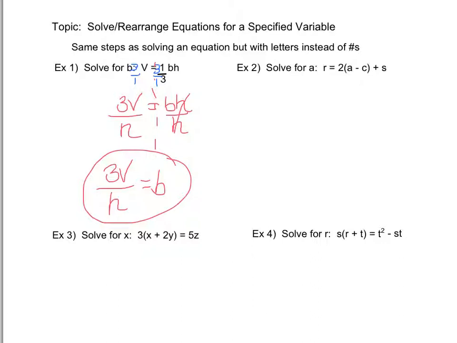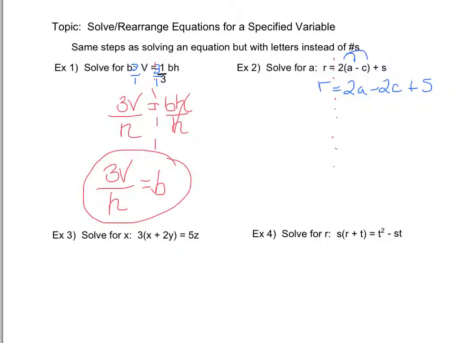I've successfully solved that equation. Looking at example 2, I'm going to do the exact same thing. I'm going to go through my steps, and step 1 tells me to distribute. This time I do have something I can distribute, so I'm going to distribute the 2 in, giving me r equals 2a minus 2c plus s. Getting ahead of myself. Now from here I ask myself if I have any like terms. None of these have the same variable, since I have a, c, and s. Then I ask myself, is the variable on only one side? Since the variable of interest is a, I do only have a on one side.